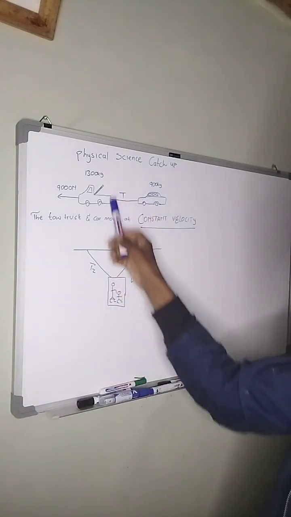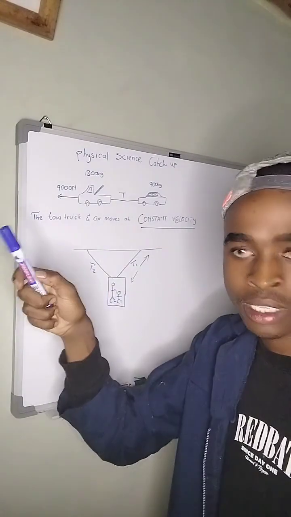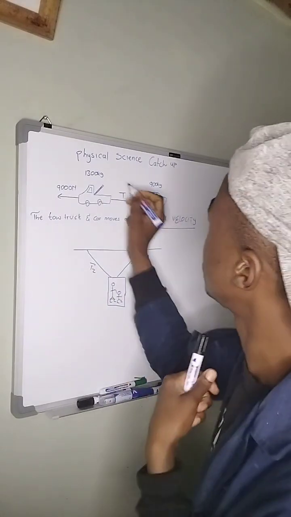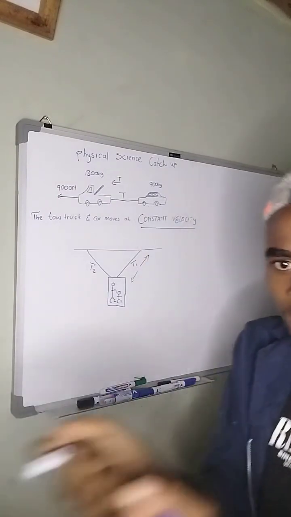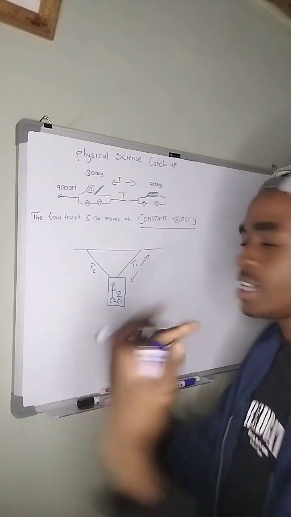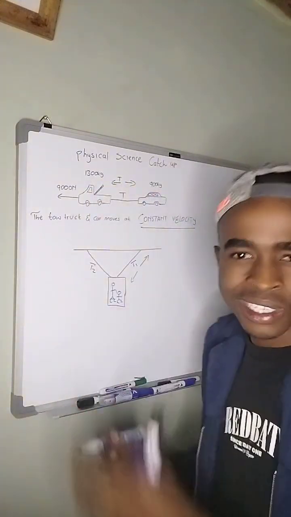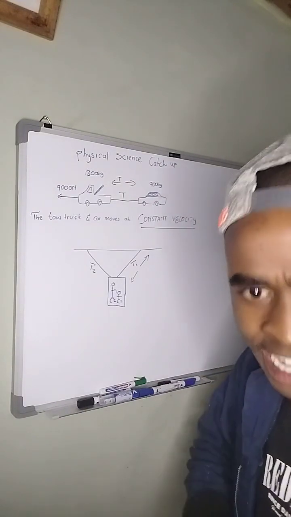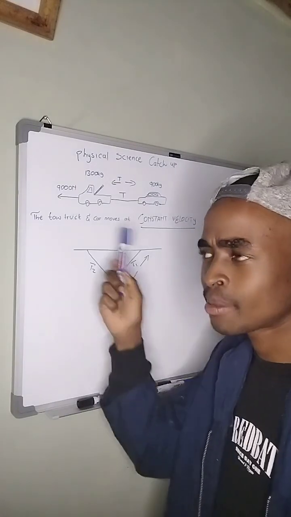Just like here, the tension is going to be the same because the tow truck pulls the car with a certain tension, and obviously the car pulls the tow truck with the very same amount of tension in different directions, but both of these forces are not cancelling each other. Am I clear on this one? Can I get a thumbs up?